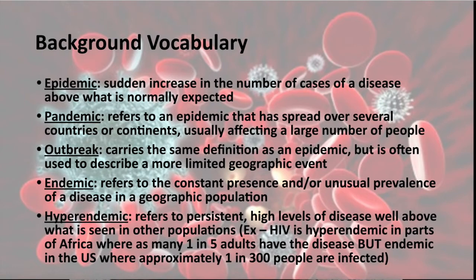Endemic is in reference to a disease being constantly present or being unusually prevalent in a certain population. And then hyperendemic is going to be persistent high levels of disease, well above what we see in other populations. For example, since we're talking about HIV, that is hyperendemic in parts of Africa, where about 20% of adults have the disease, but it's endemic in the United States where far fewer people are infected.